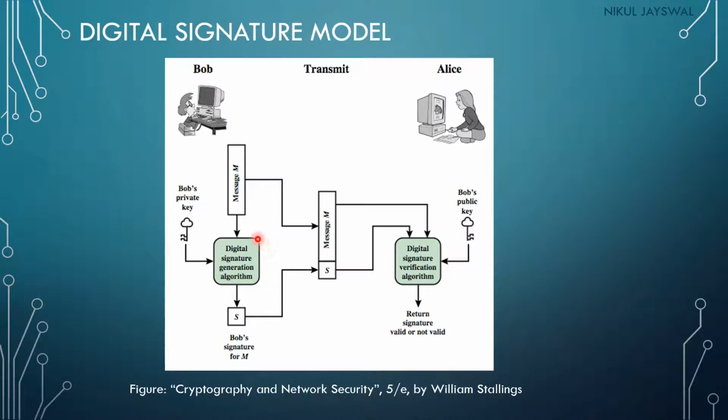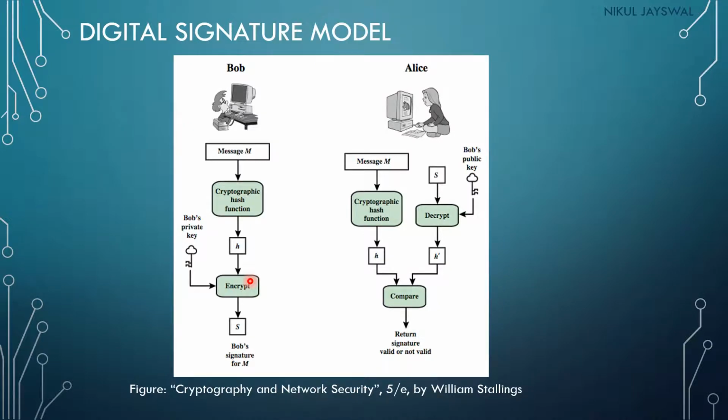Now let's see how this digital signature generation algorithm works. This is the block diagram for the digital signature generation algorithm. So how will Bob generate the digital signature? First of all, Bob will take the message and calculate the hash value for this message. Basically, the digital signature standard uses the secure hash algorithm to create the hash function. So the secure hash algorithm will be used here and it will identify the hash value of the message.